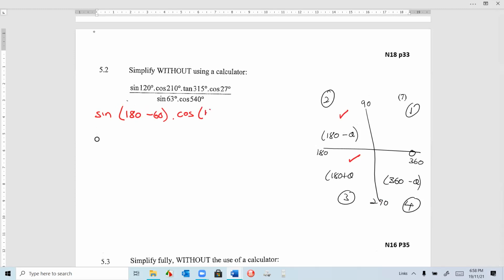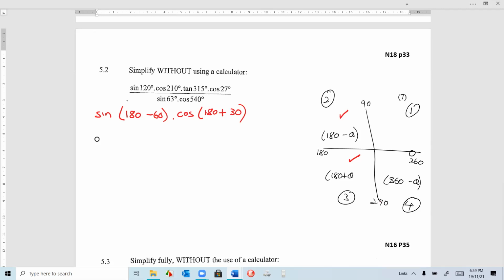Quadrant 3, the angle formula is 180 plus. Now I want to get 210, so it has to be 210 minus 180, which is 30. And check: 180 plus 30 is 210. So I'm covered. I go to the next one called 315.